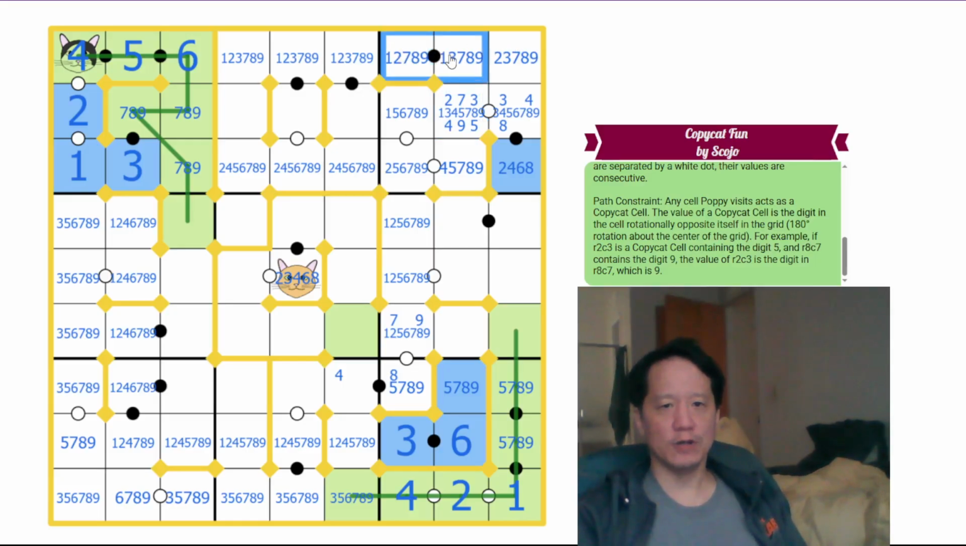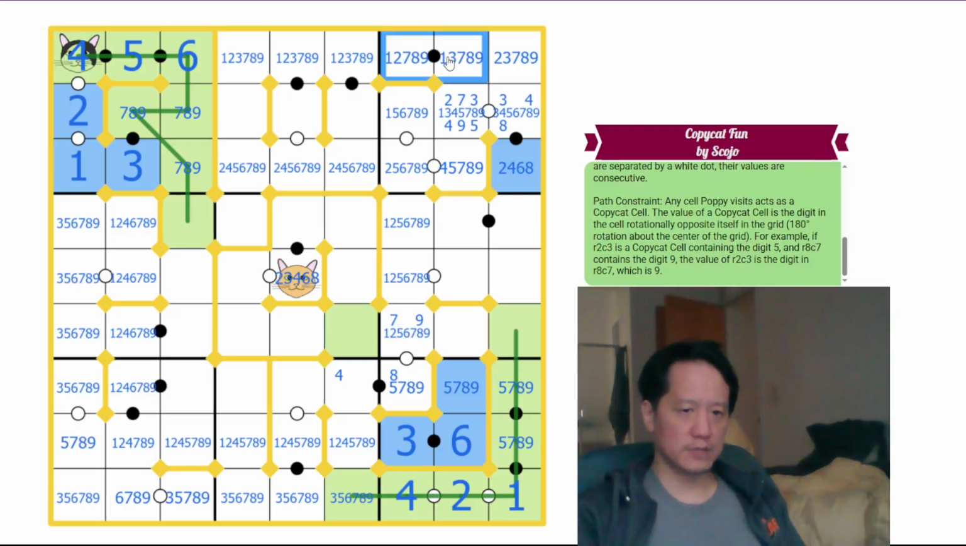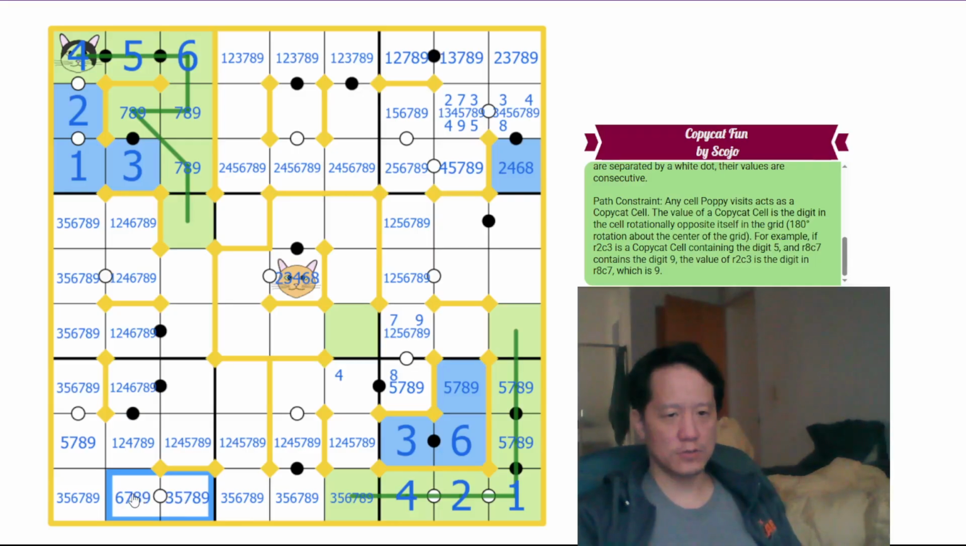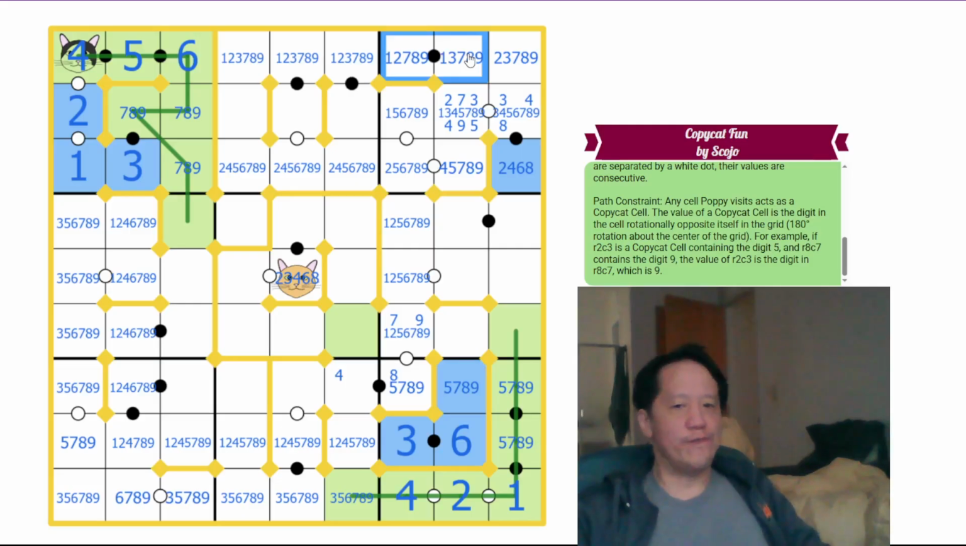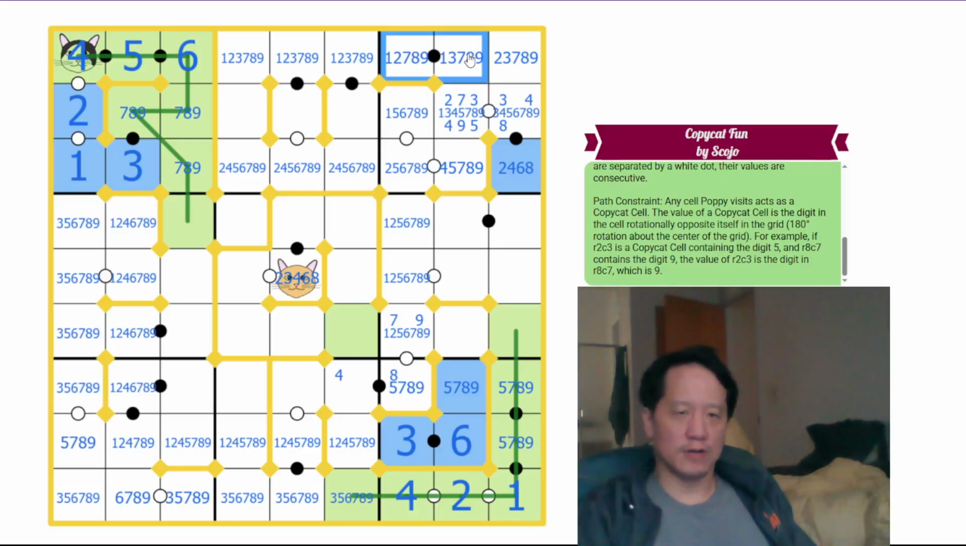Can these both be copycat? No, because it could be 3 and 6. That does kind of work. So if these are both copycat, it's 3 and 6 here, which means these are not consecutive. So you would have to have copycat here, so these would have to be consecutive. It does open it up to the rest of the possibilities, though. It doesn't have to be 1, 2.